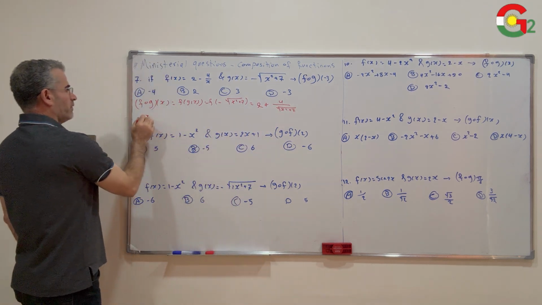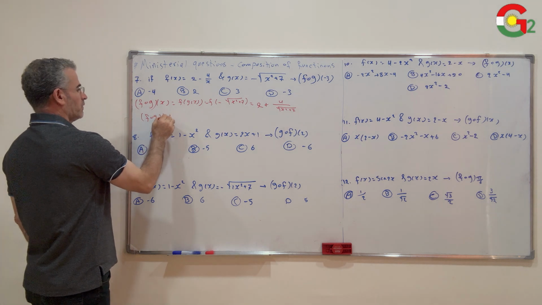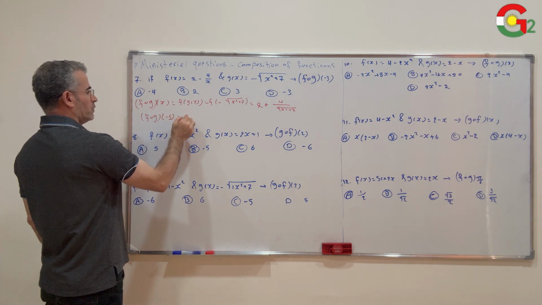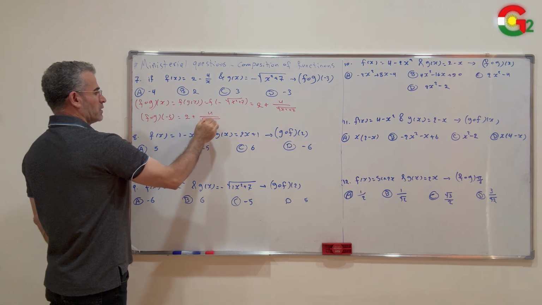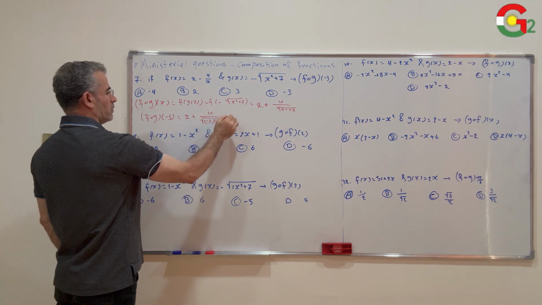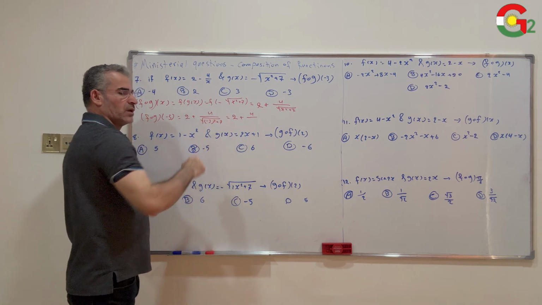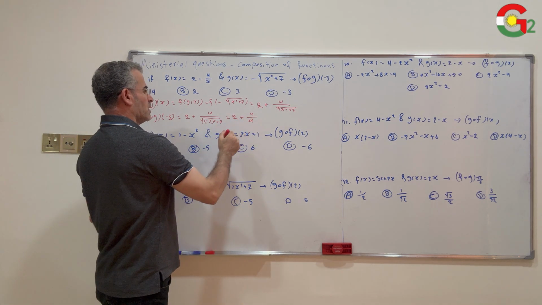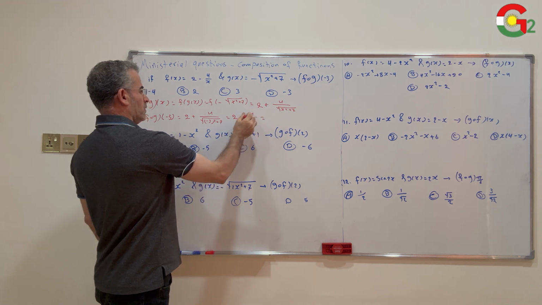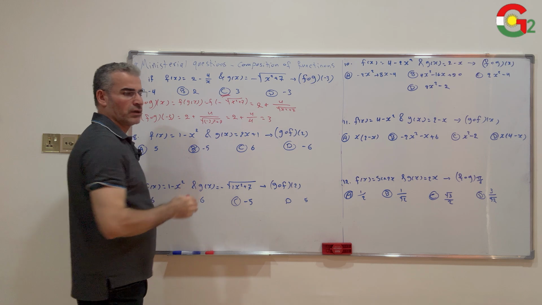Then f of g of negative 3 equals 4 over square root of negative 3 squared plus 7, which is 4 over the square root of 9 plus 7, 16, square root of 16 is 4. 4 over 4 is 1, plus 2 is 3. Choice number C.